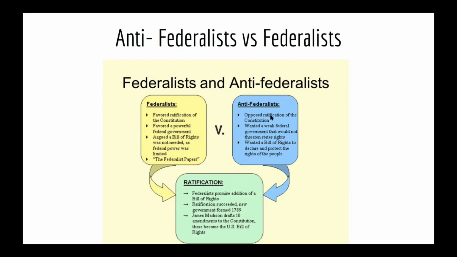The Anti-Federalists, on the other hand, consisted of Thomas Jefferson and other leaders as well. Thomas Jefferson was a really key leader of the Anti-Federalists. They opposed the ratification of the Constitution, and they wanted a weak federal government that would not threaten state rights. They wanted a Bill of Rights because they wanted to declare the rights of people, the rights that the government couldn't take away. The Federalists and Anti-Federalists debated over the ratification of the Constitution, and whether or not the government created during the Constitutional Convention was good for the people, and beneficial for the Americans or the colonists.